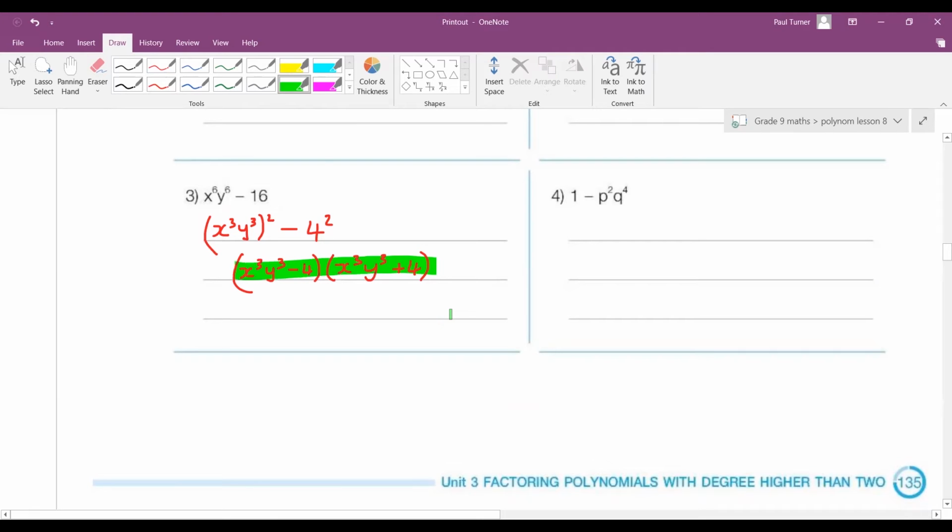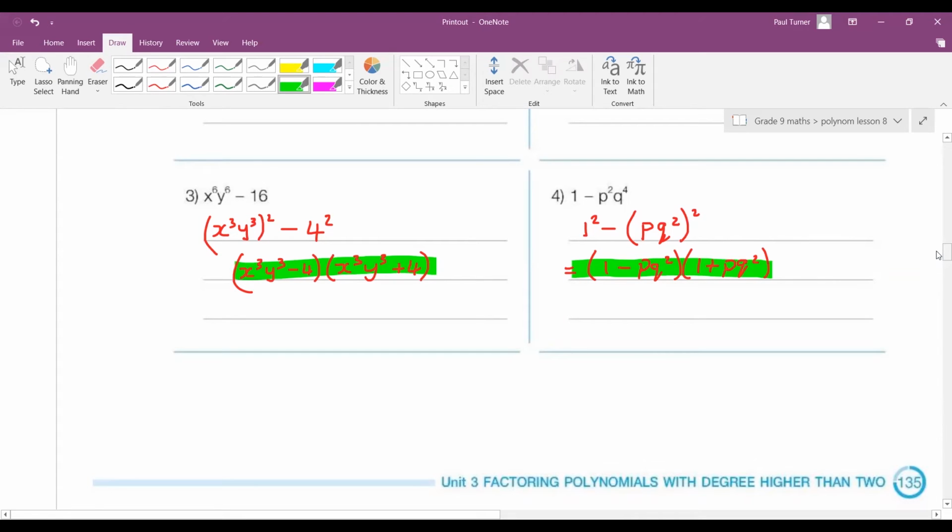All right, question 1. Well, 1 is 1 squared, so that's easy to do. So 1 squared minus p squared. So it's already square: (pq squared) squared, like that. Then we can write the factors. 1 minus pq squared, 1 plus pq squared. There you go. So it's pretty straightforward, isn't it? Not too hard, like that.